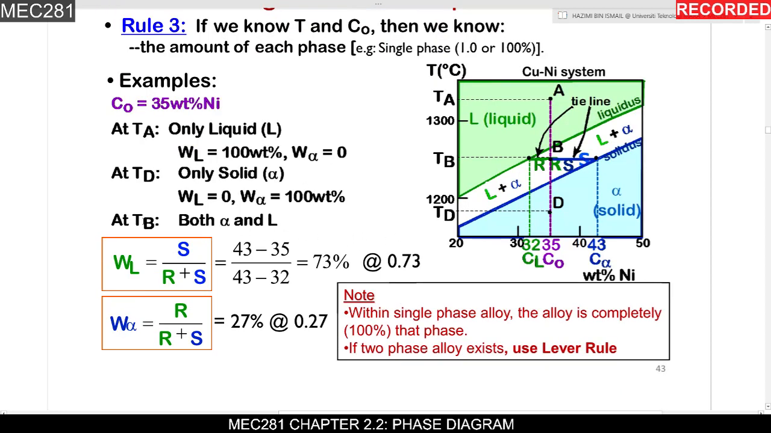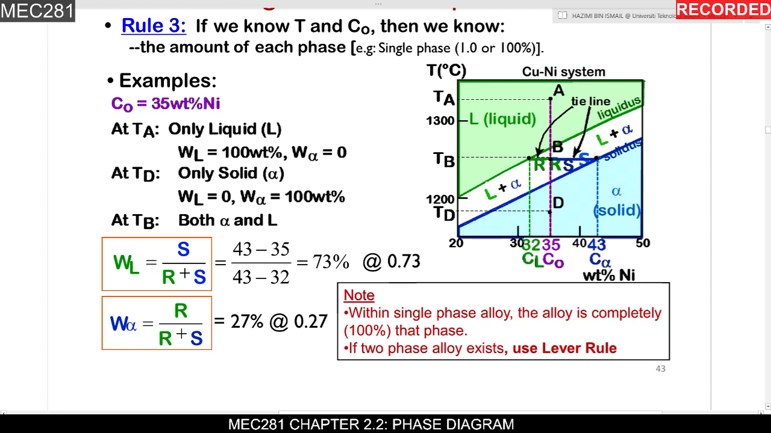And how about TB? This is a tricky one. When you find the point is in the region of liquid and alpha here, you have to do a simple calculation.